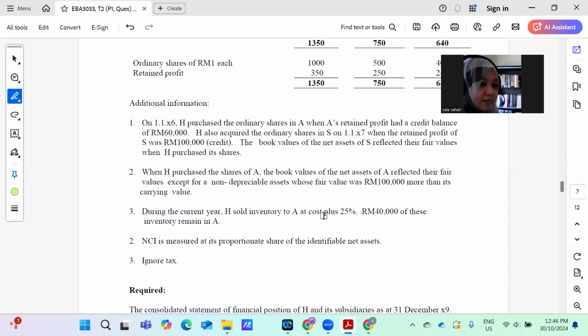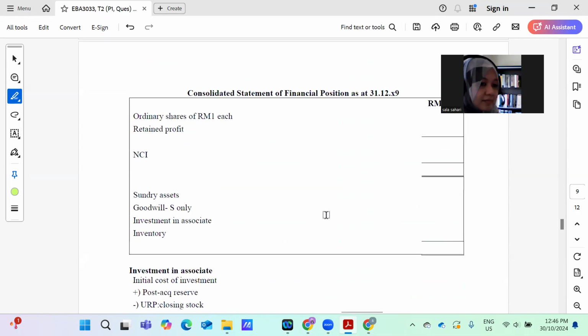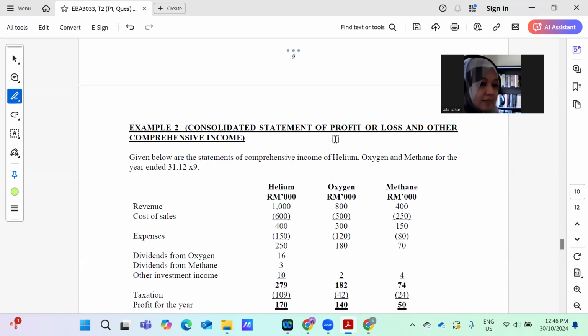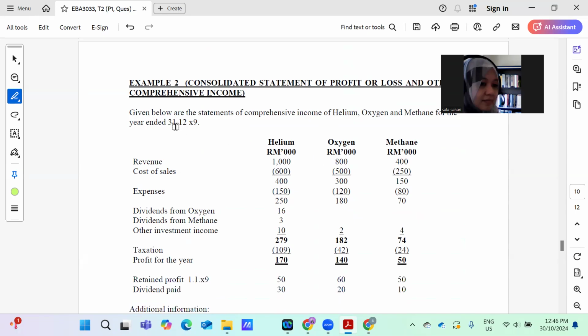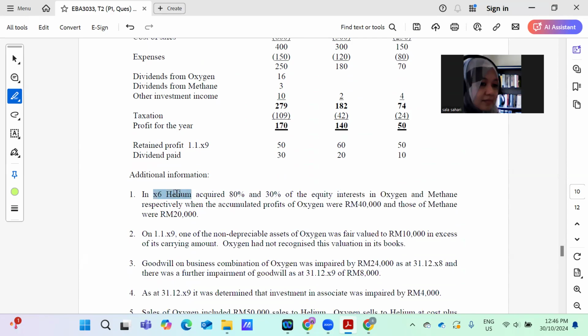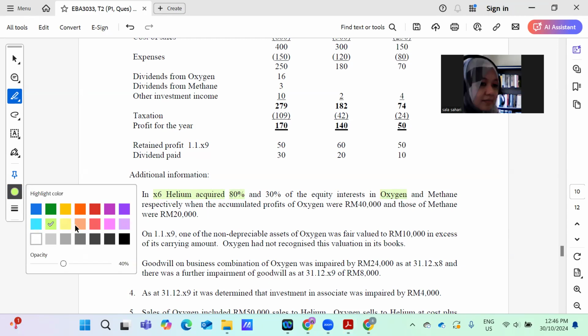All right, so let's see example number 2. Consolidated statement of profit and loss. So basically, recall that this is for the year 9. And we purchase Helium, which is the P, because they say Helium acquired in year 6. And you will detect 80% equity interest in Oxygen. So Oxygen is 80%. And how many percent in Methane?